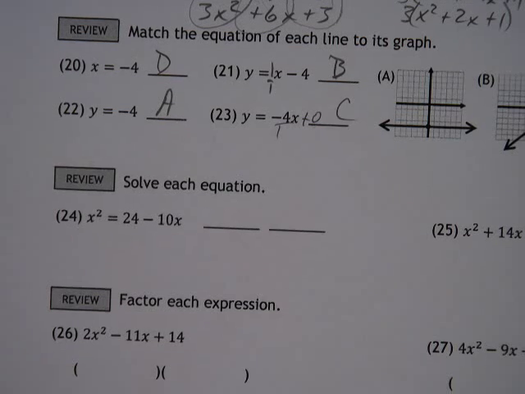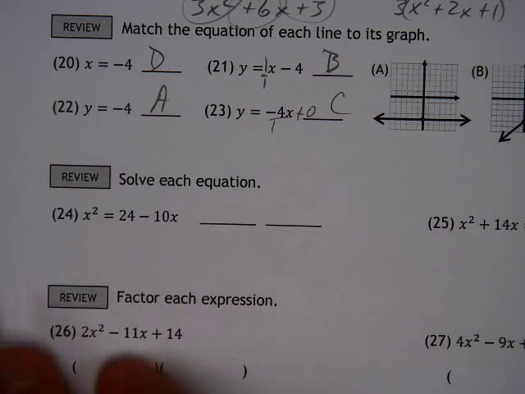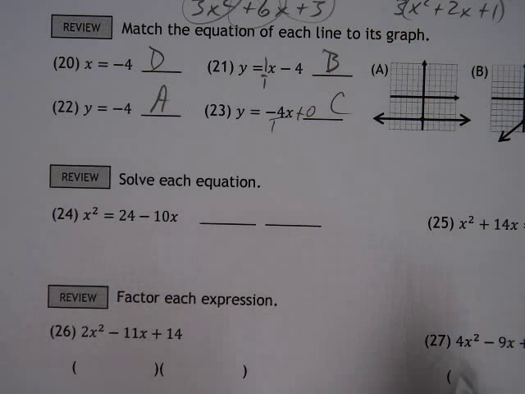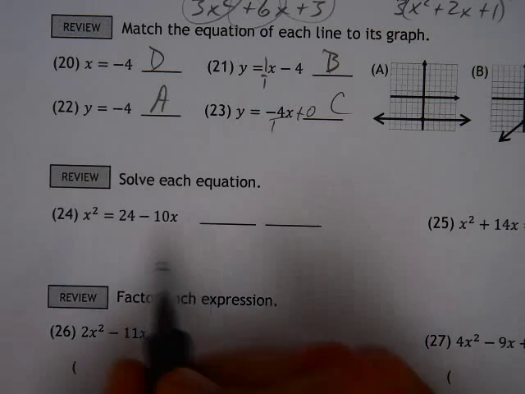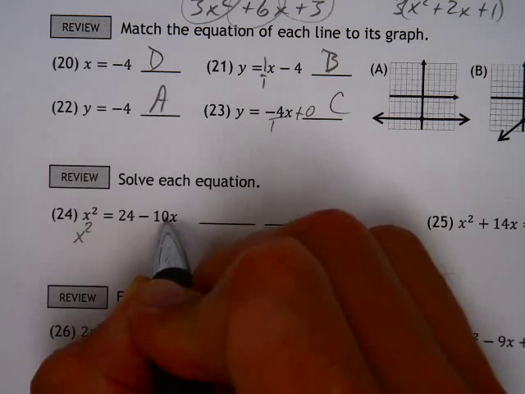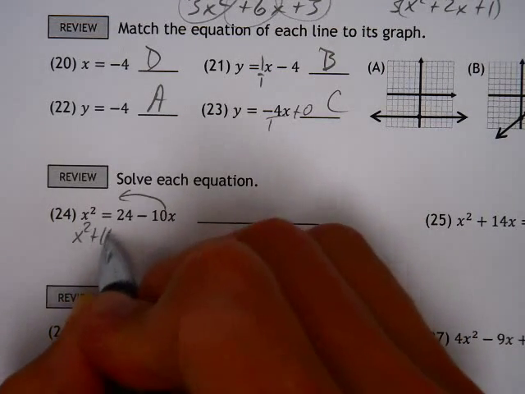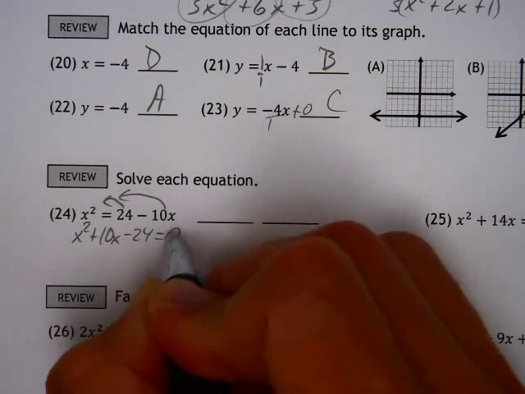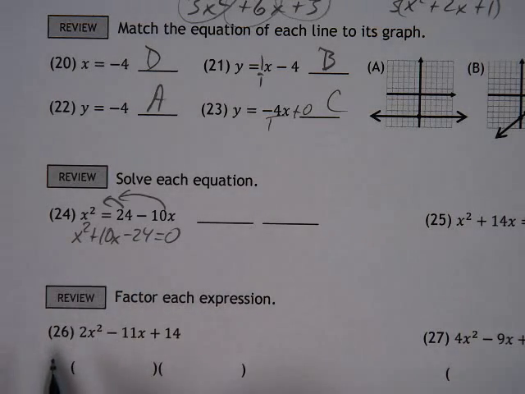Well, these two equations you can combine, and you can do the quadratic formula or complete the square. I'm going to do one of each. You need this one to be equal to 0, so x squared. If you move this over, it becomes a plus 10x, and if you move that over, it becomes a minus 24. But it needs to be equal to 0 if you're going to do the quadratic formula.